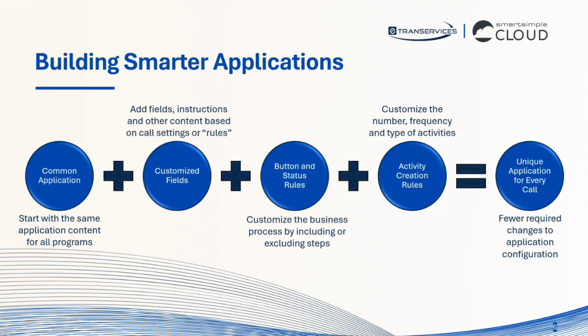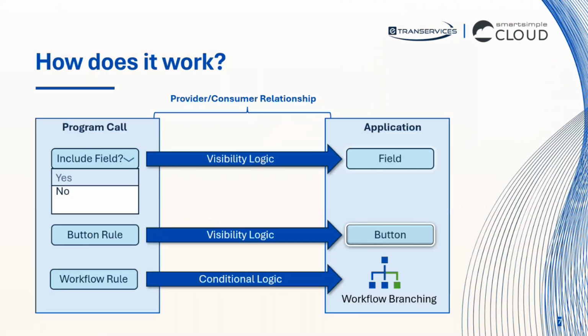Once you configure the business rules on your call and configure the applications to follow those rules, the rest is easy. With rule-based calls and smarter applications, staff only needs to change a few field selections at call setup time. There's no need to reconfigure every year as program needs change. So how does it work?